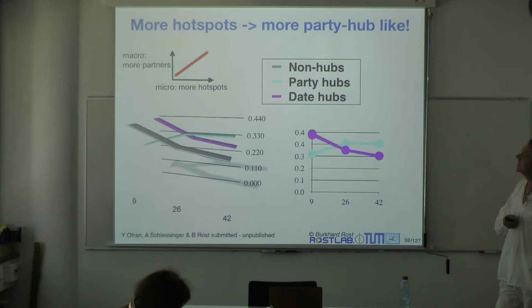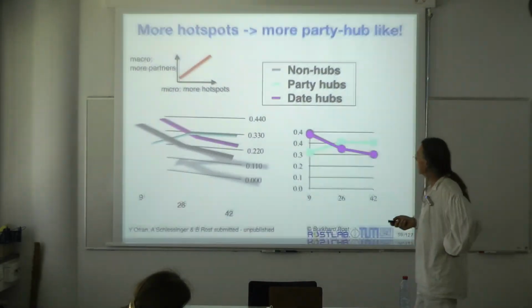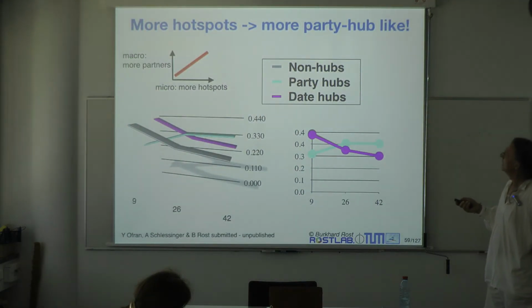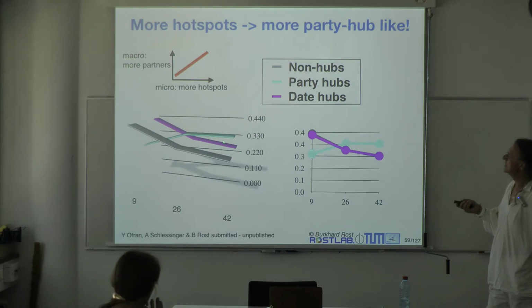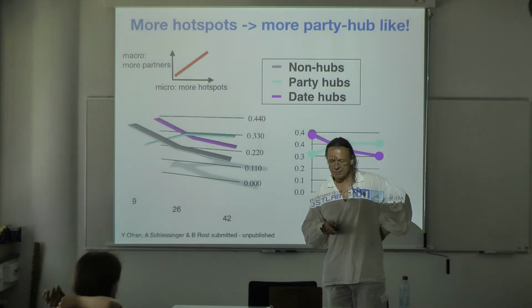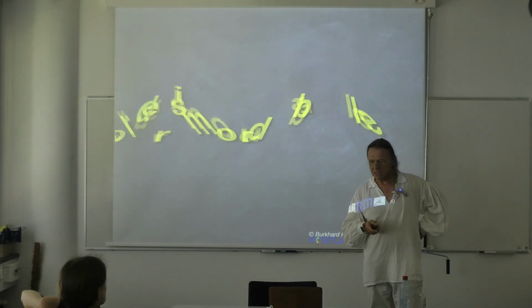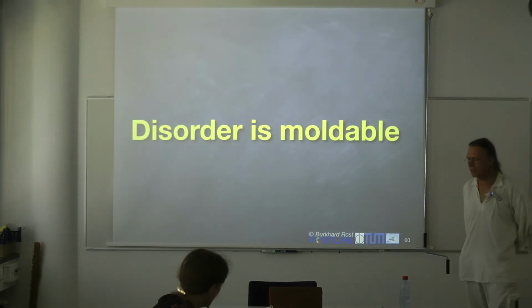and I'm confused by my slides at the moment. I condensed too much. This is the wrong slide. Non-hubs, party hubs, date hubs. So this is something else. I'm showing you the wrong slide. Anyway, and here's the right slide. I just should have taken that slide off.